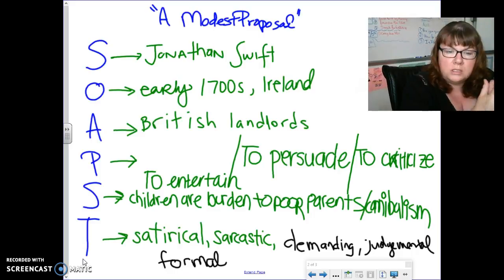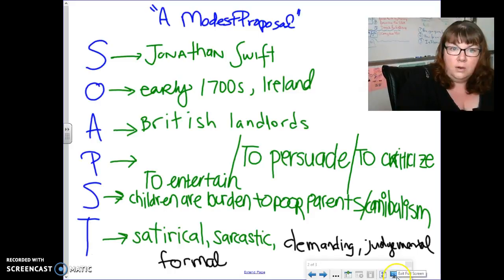Okay, the tone words. The five words, satirical and sarcastic, kind of have to be here because of the content of the story itself. But then you also have him being demanding, you have him being judgmental, and you have him being formal within his language because it does look like a professional historical document from the time period. And as we saw in the Declaration of Independence and the Declaration of Sentiments, it's very similar in the format and the style with that inductive aspect. Okay, so that's your SOAPs.